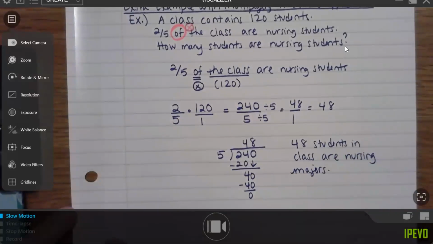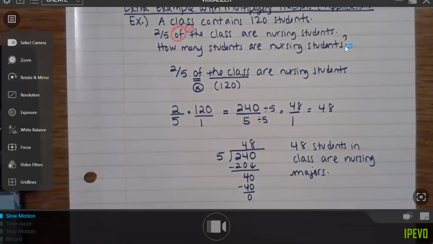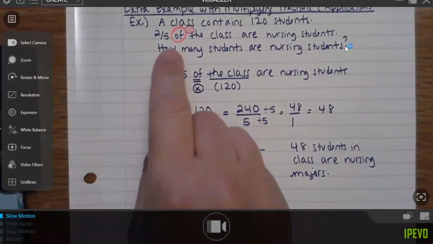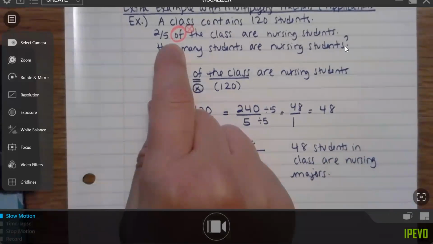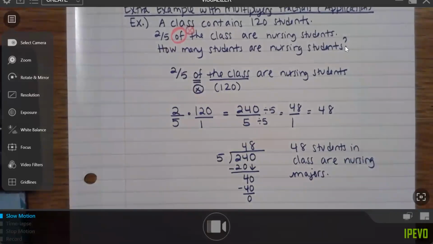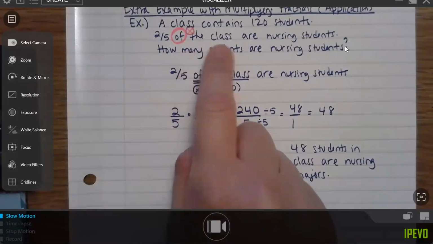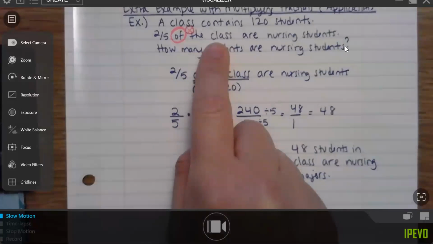are nursing majors. So again, I just want to do one quick example here, just to remind everybody that we have seen the word of before. We haven't used it too much yet, but you do see that word of particularly a lot with decimals, fractions, and percents. So when you see that word of, it typically means multiplication there. So if you're taking a fraction of something, then you're taking that fraction and you're multiplying it with whatever that whole is for the class or the total in this case.